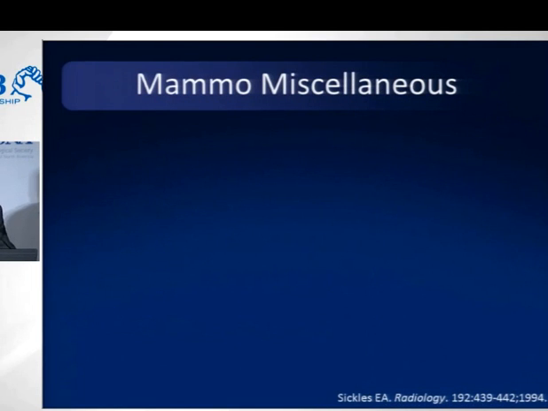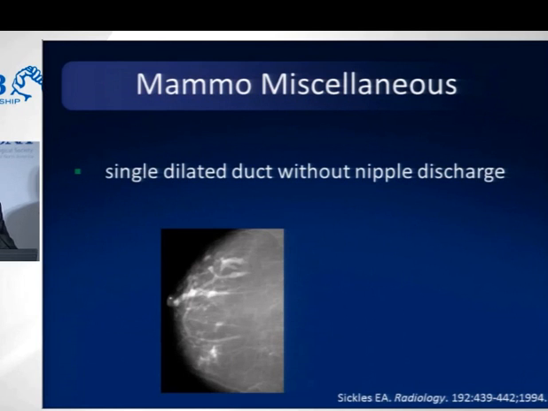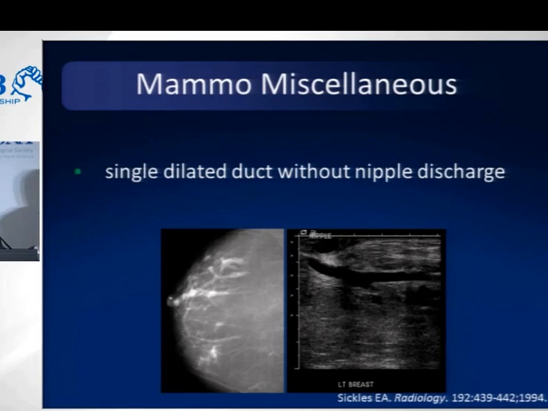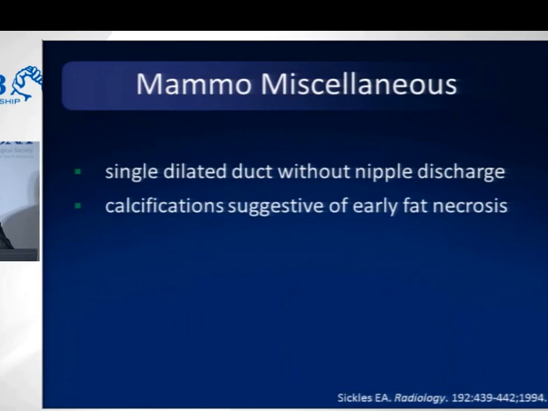There's also a small miscellaneous category of lesions that can be called probably benign on mammogram. There's the single dilated duct without nipple discharge. Again, these patients we would bring back for an ultrasound, and you would expect to see a nice anechoic duct. As long as you do not see an intraductal mass, those cases can be followed in 6 months as well.